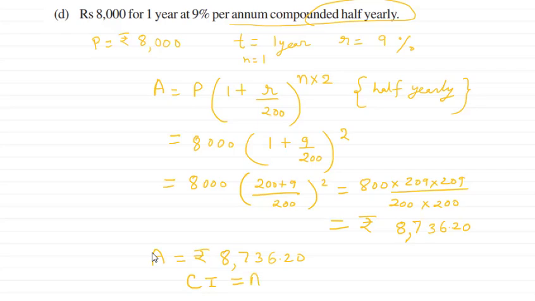Now again we have to find out the compound interest. So compound interest is A minus P, so you can put the values here: 8,736.20 minus 8,000. So your CI will be 736.20 rupees. So that will be the answer.